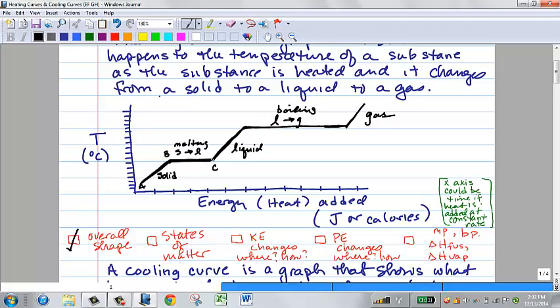By the time we get to C, all of the solid is gone. So from C to D, we just have liquid. From D to E, the liquid is boiling, so we have liquid and gas present. After boiling, all of the liquid has boiled away and we only have gas, and the temperature rises again.